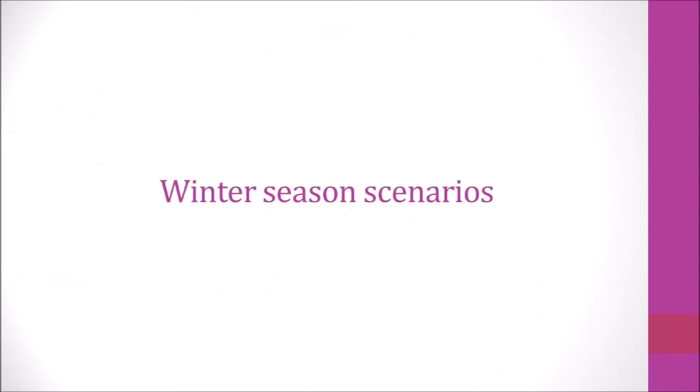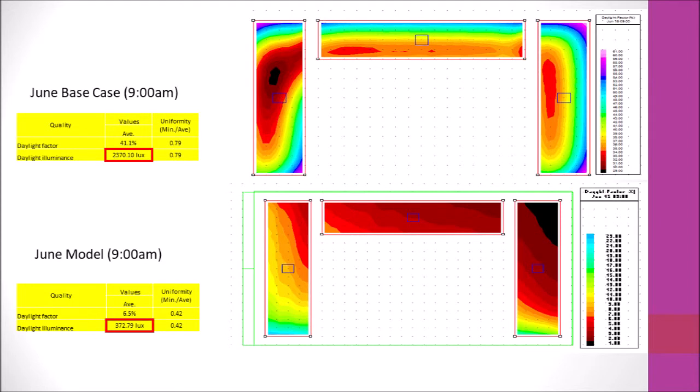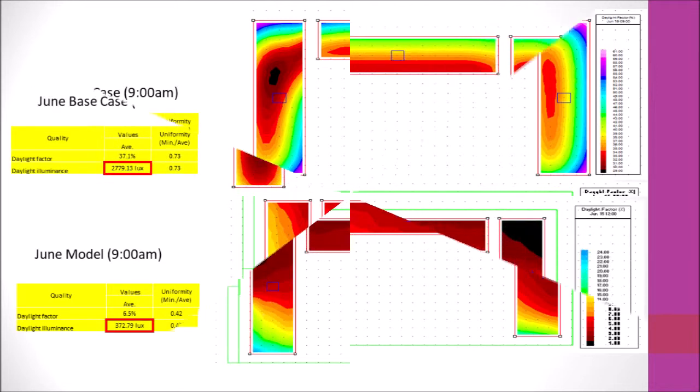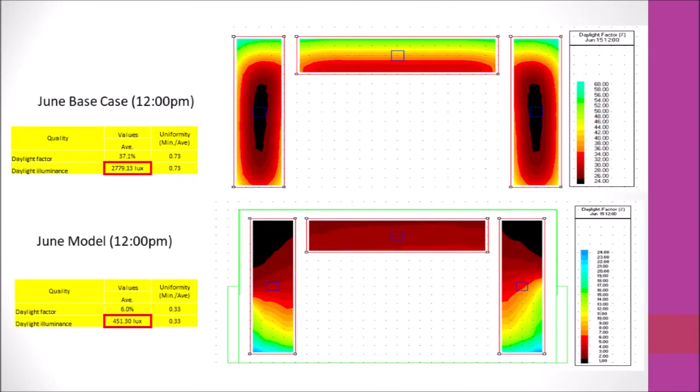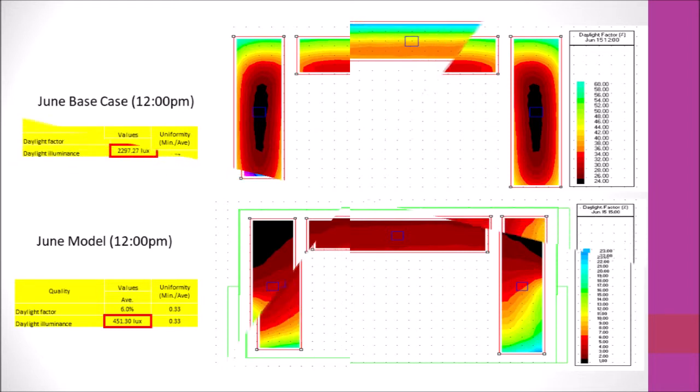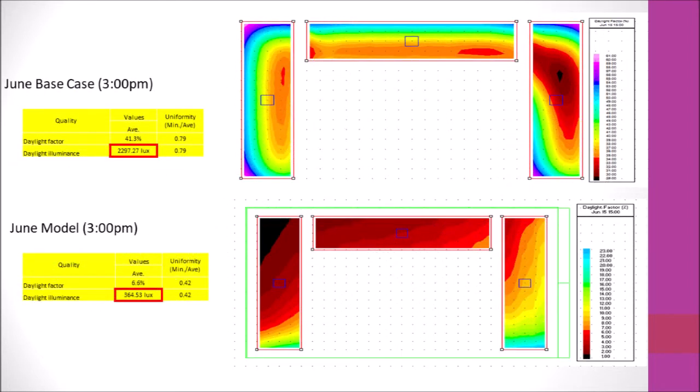Winter season scenarios. At 9 a.m. in June, the illuminance is reduced to 372.79 lux. At 12 p.m. in June, the illuminance is reduced to 451.30 lux, while at 3 p.m. in June, the illuminance is reduced to 364.53 lux. As a result of the simulation, we can conclude that the illuminance range is between 300 to 1500 lux, which is considered a comfortable range.